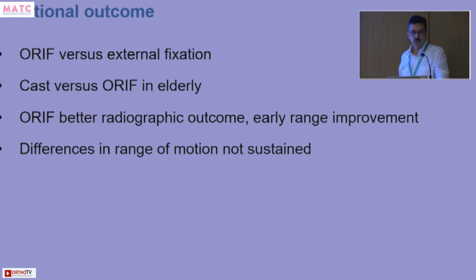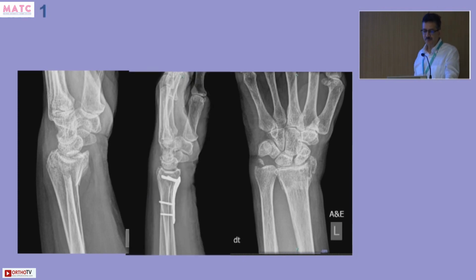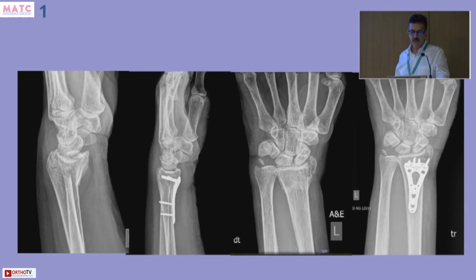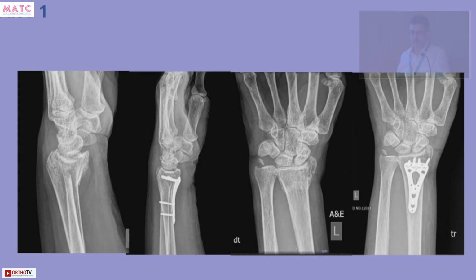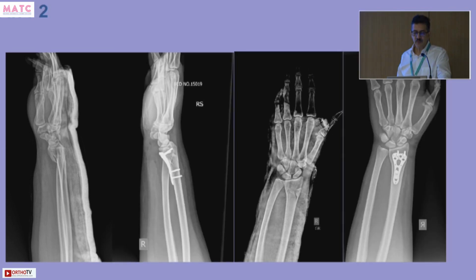Functional outcomes: if you see the evidence, all methods give good results. There is no one method which is better evidence-wise. But my preferred method is basically volar plating. So that's a few of the examples. Intra-articular fractures fixed with a volar plate. Second case, again a volar Barton, volar angulation fracture fixed with a volar plate.